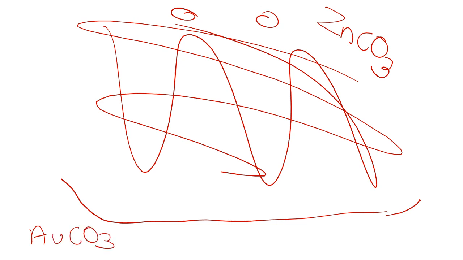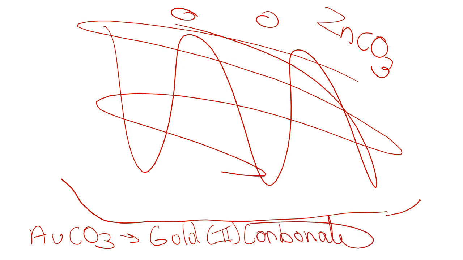We'll practice Lewis structures this week. And I think naming. So what's the name of this? That's zinc carbonate, because we know zinc is a +2. Then if we go AuCO3, this is gold 1, nope, gold 2 carbonate, because this carbonate is a 2-.